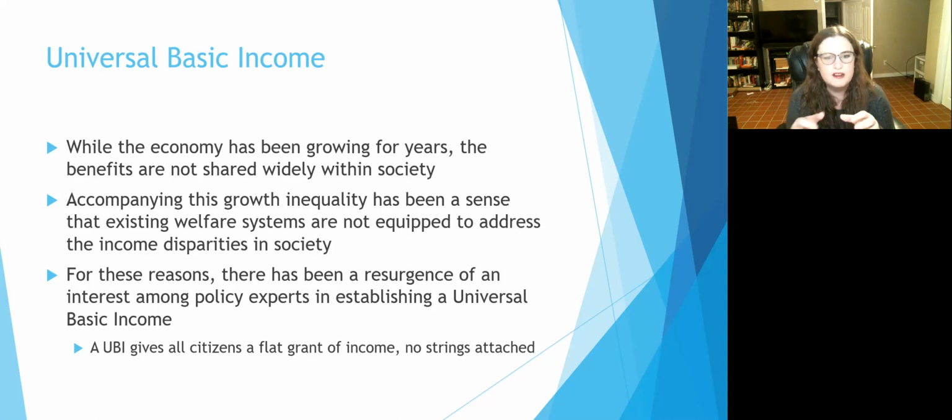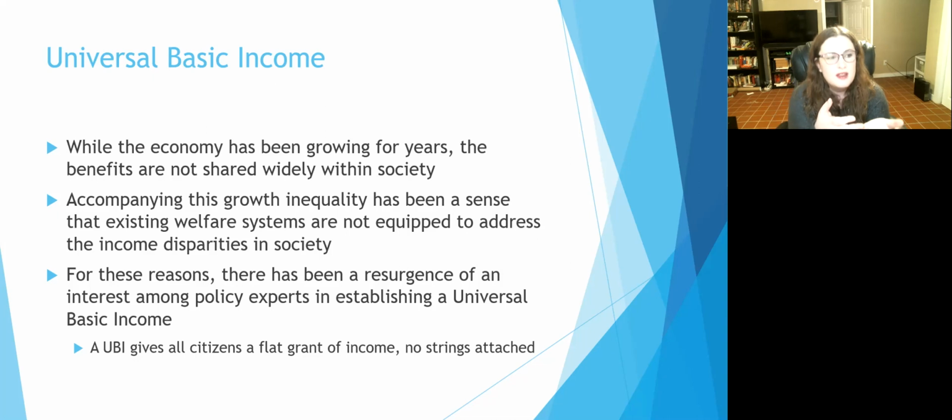Accompanying this growing inequality has been a sense that existing welfare systems are not equipped to address people, right? As we've grown as a society, as technology has changed, there's been this feeling that maybe the SNAP program isn't very efficient, or maybe we don't have the drug rehabilitation programs, and we don't have the assistance for people of domestic abuse, and we don't have the system to really help people who are disabled, and maybe there's just a lot of lacking in our welfare programs. So as technology has changed and as time has gone on, people have become more and more unhappy with our current structure of welfare programs.